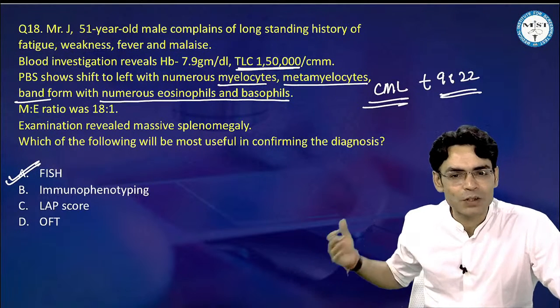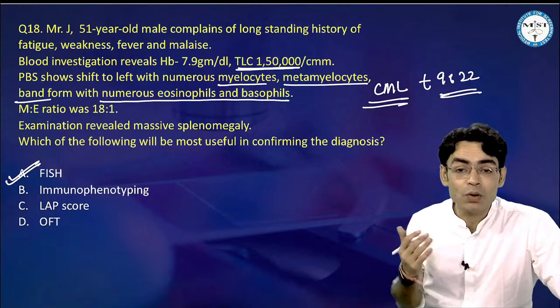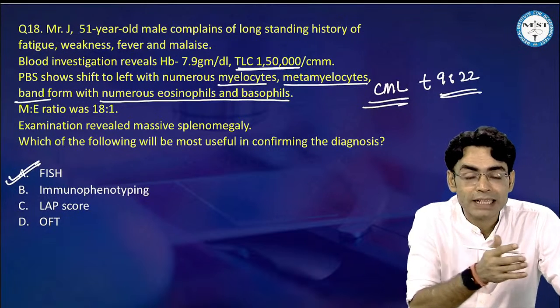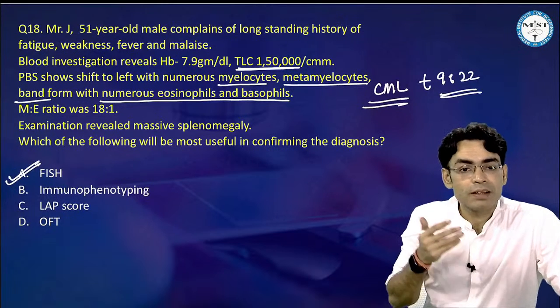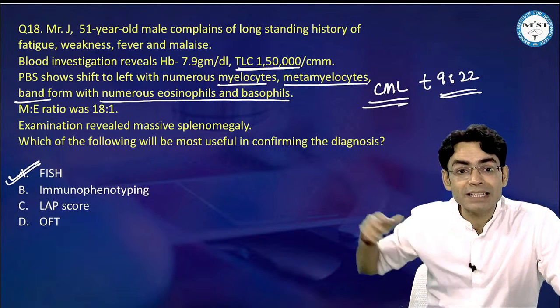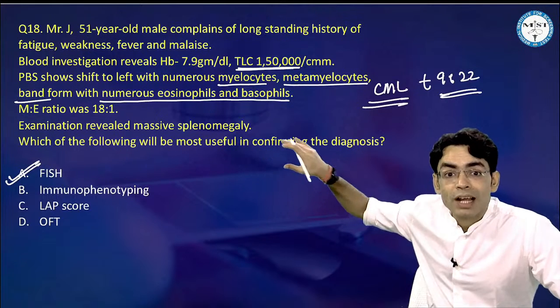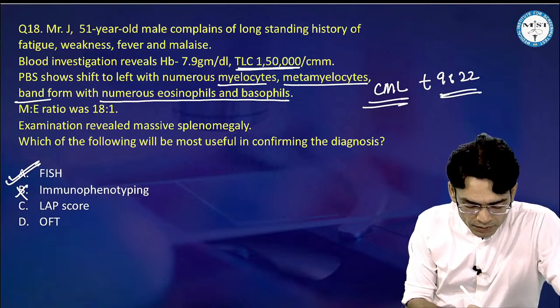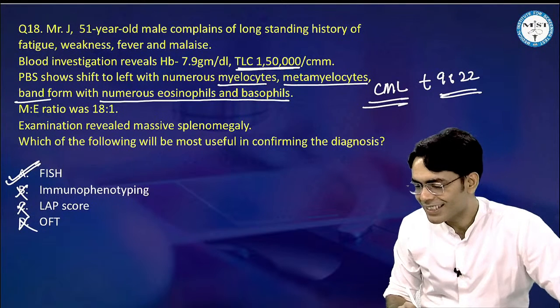Osmotic fragility test? No, you cannot do. LAP score? No, it can be done when we are trying to find out whether the cells are mature or immature. Immunophenotyping? You can do the CD markers, but they are asking what is most useful in confirmation. So confirming, FISH. Okay, so nice.